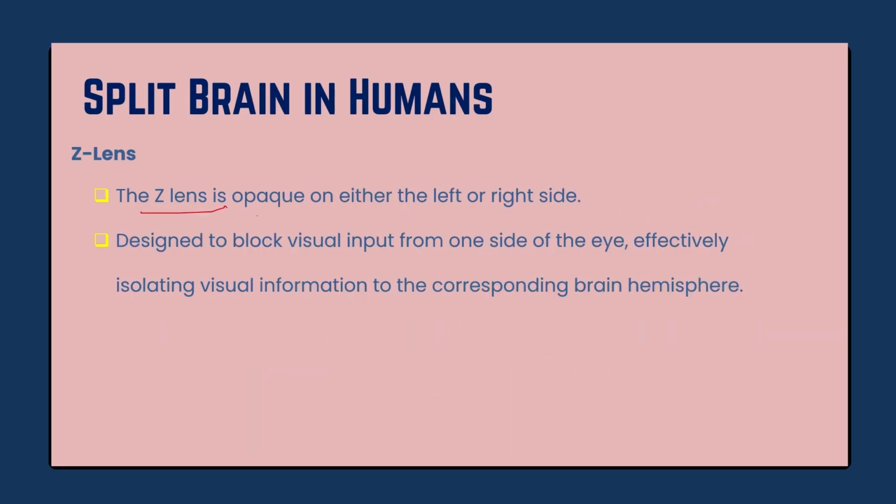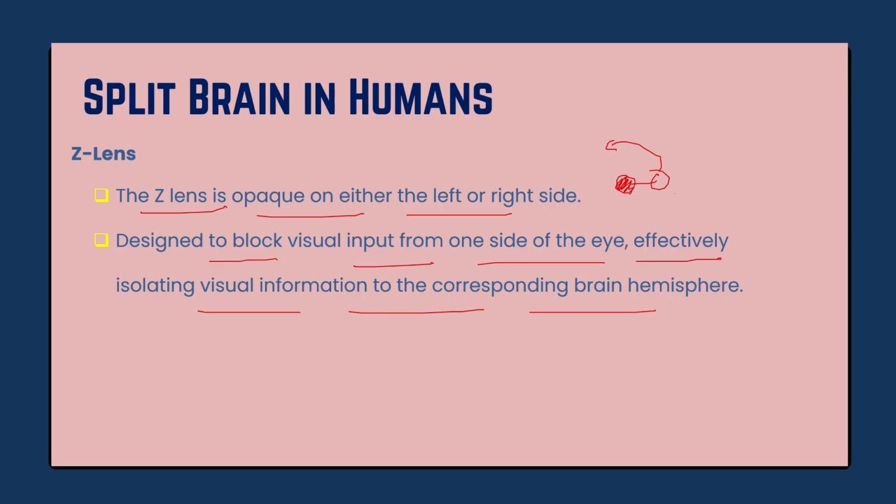The Z-lens is opaque on either the left or right side, so that when a person is using the Z-lens, they can see only through one eye, either the left or the right. Okay. It is designed to block visual input from one side of the eye, effectively isolating visual information to the corresponding brain hemisphere, which means if the left is blocked, only the right eye will see, which will be processed by the left brain. Similarly, if the right is blocked, only the left will see, which will be processed by the right brain. So this was the function of the Z-lens.